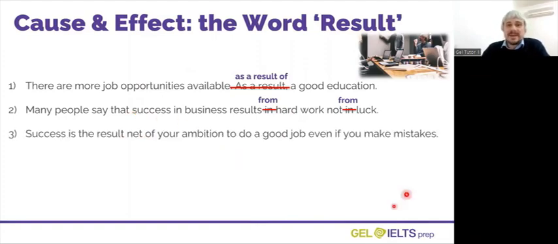Look at sentence number 3. Success is the result net of your ambition to do a good job, even if you make mistakes. Is this sentence correct? Look at the next question below the video and choose the correct option. This sentence is not correct because the correct words are net result, not result net.